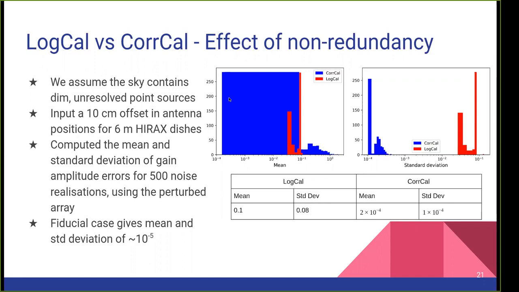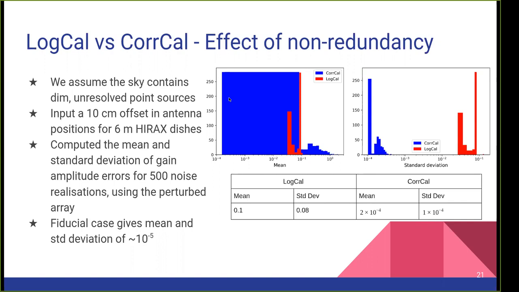I didn't give the results in this presentation for the fiducial case, or the non-perturbed case, but in both LogCal and CorrCal, the results are really good if you don't include any dish perturbations. So you can compare the result in the table to the fiducial case of about 10 to the minus 5 for both the mean and standard deviation.